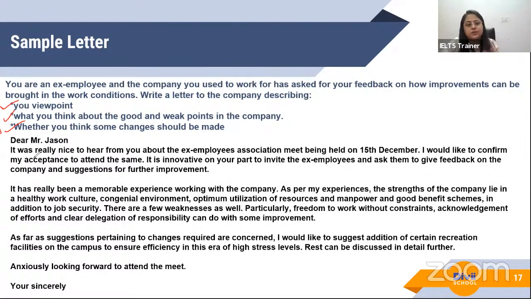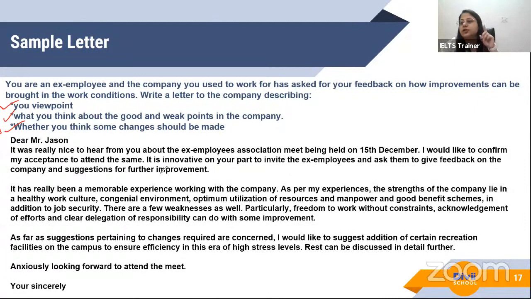So you can write that statement also in the beginning, or you can write this way also. It was really nice to hear from you that you are just going to have an ex-employee meet or association meet, so that is going to be held on 15 December. I would like to confirm my acceptance to attend the same. It is innovative on your part to invite the ex-employees and ask them to give feedback to the company and suggestions for the further improvement.